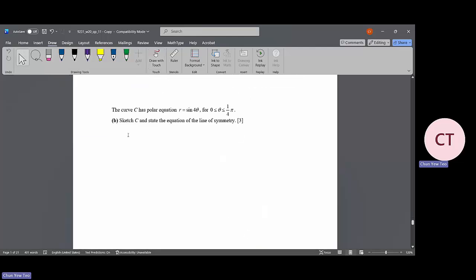Now move on, we have 7b. We have the curve C, which has the polar equation r equal to sine 4 theta, and we want to sketch it from 0 to pi over 4. For these questions, of course, we also need to state the line of symmetry. We need to draw the table first to plot the points.